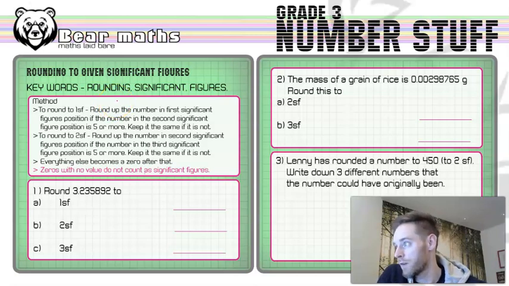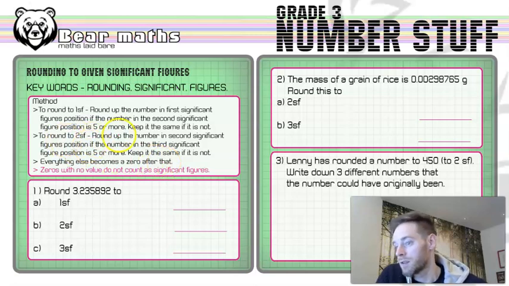round the number in the first significant figure position if the number in the second significant figure's position is 5 or more. Just like any rounding that we need to do in maths, it's always about that 5 or more. If it isn't 5 or more, then we're just going to keep that number the same and everything else will become zeros after that. Okay?